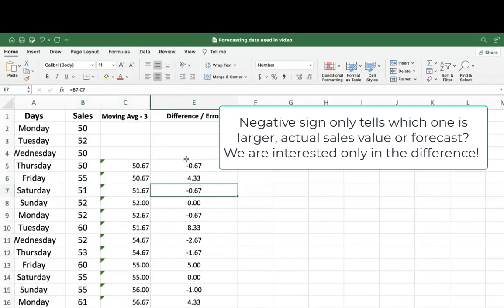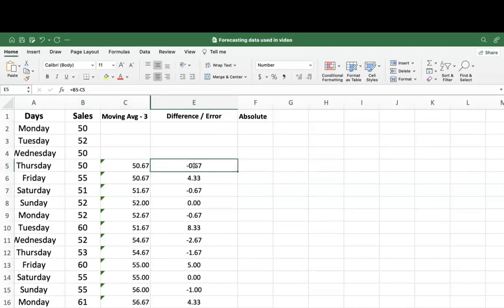Now we are not interested in this negative, because in the next step, we have to calculate average. And if these negative signs remain there, they will be catastrophic. They will cause havoc. They will affect our average. So I want to eliminate these negative signs.